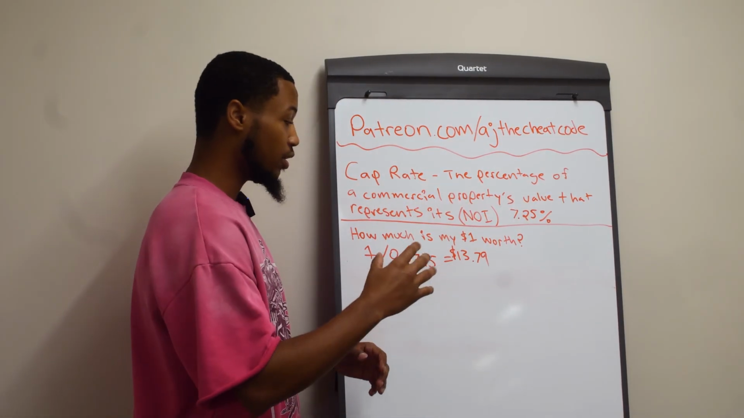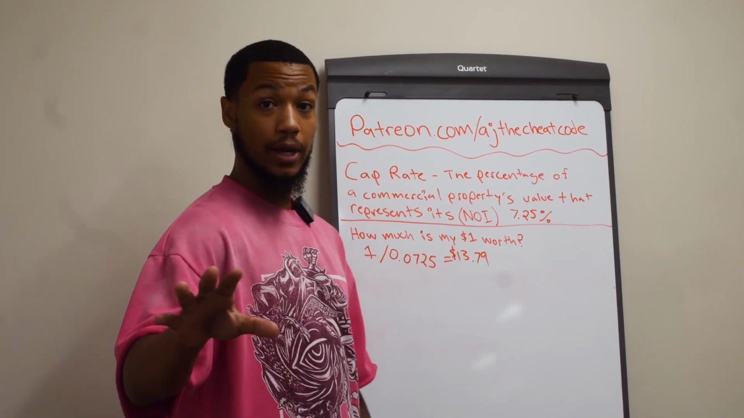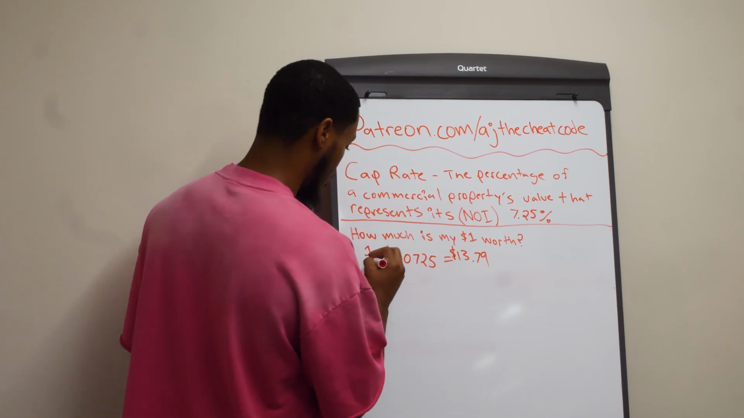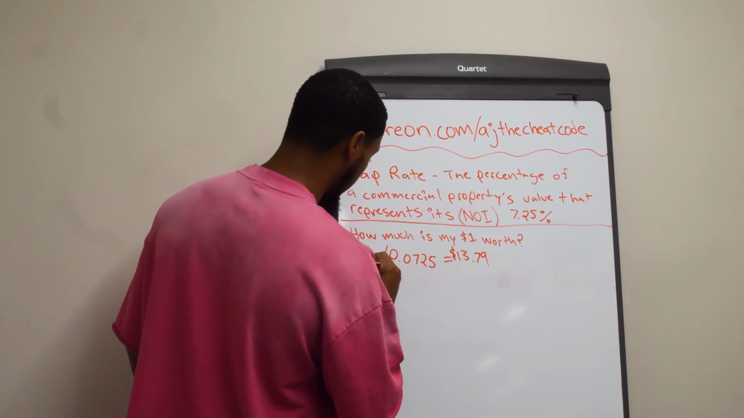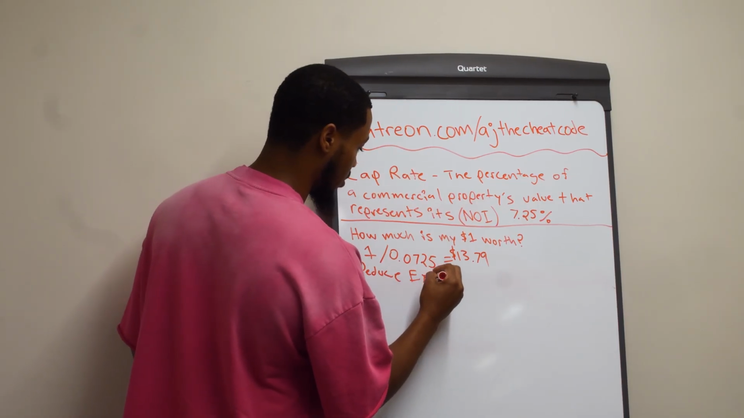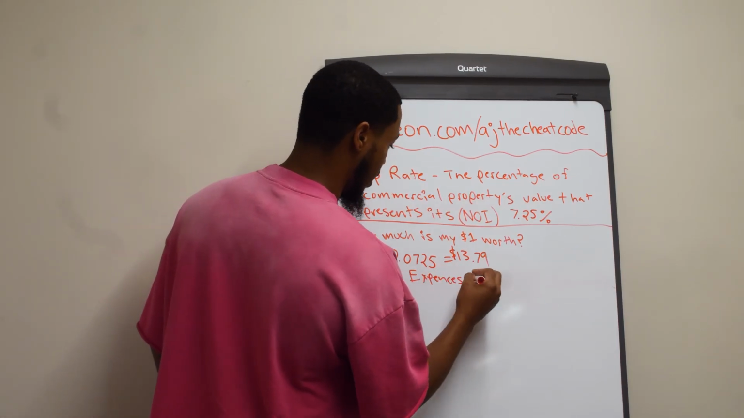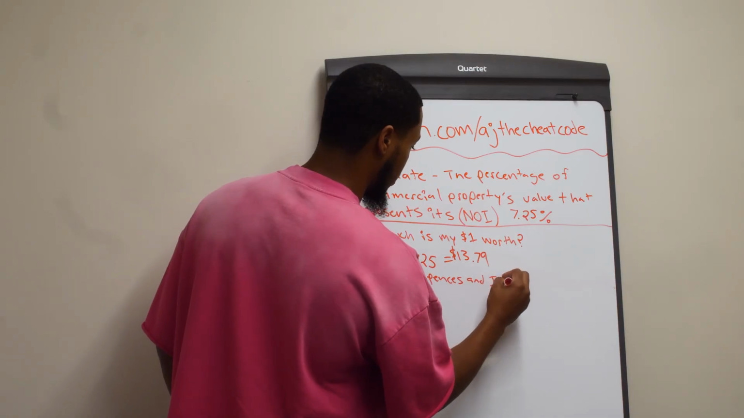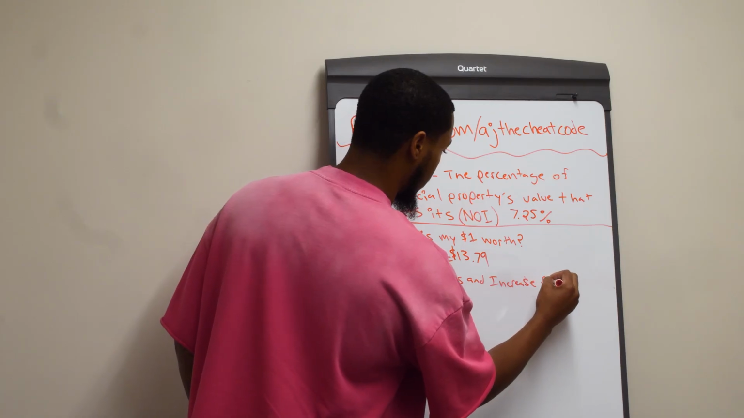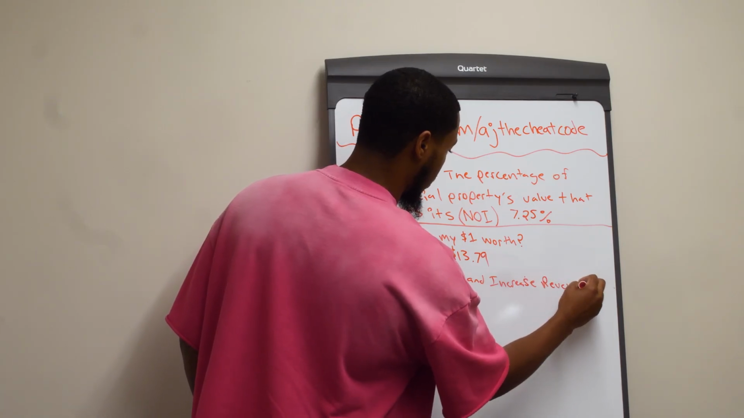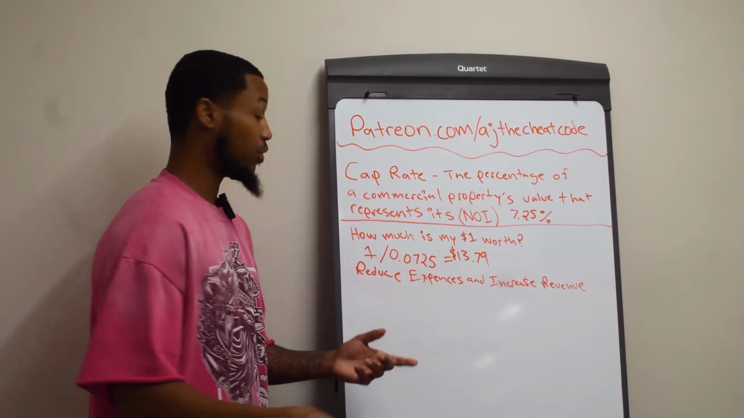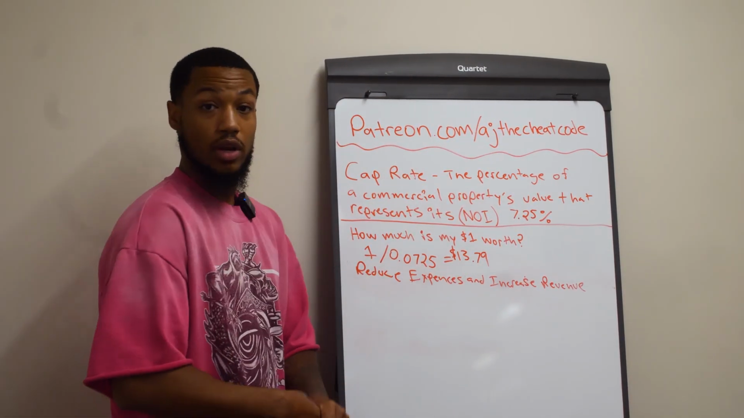So if you look at the ways that you can increase the value of the building, you either do one of the two or both of these. You got reduce expenses and increase revenue. Boom. So 2 ways you can increase the value: reduce expenses, increase revenue. Those are the main 2 ways.